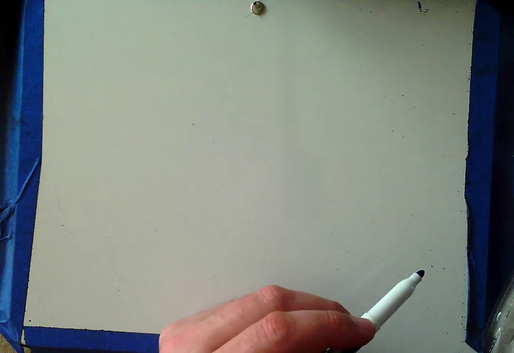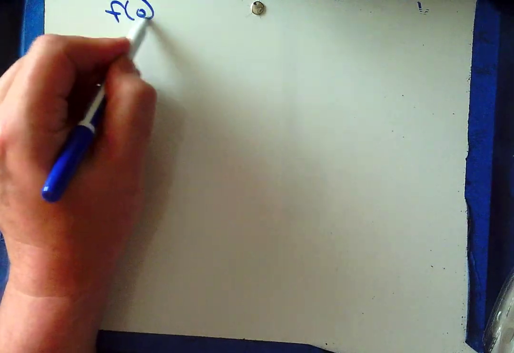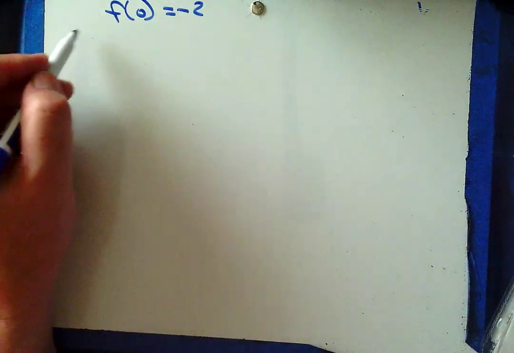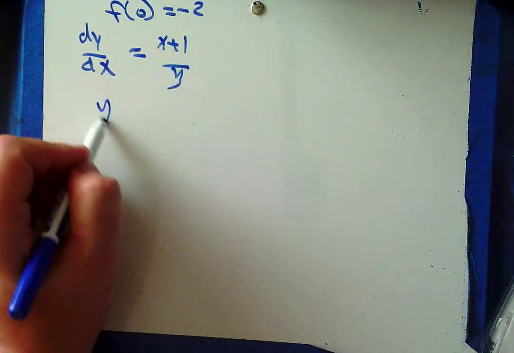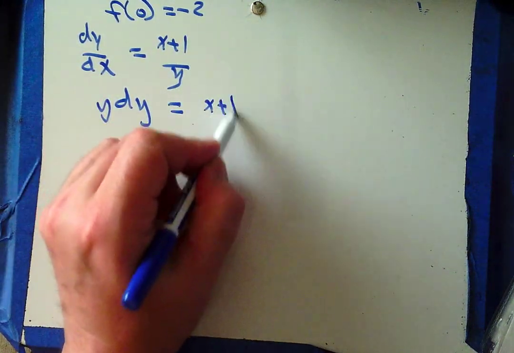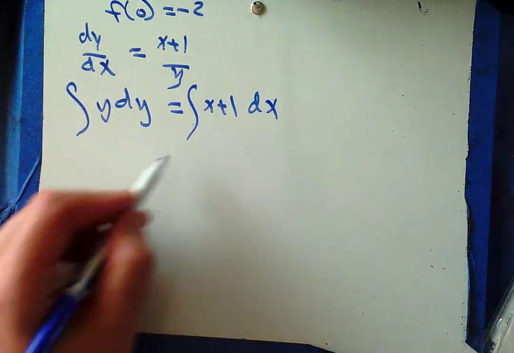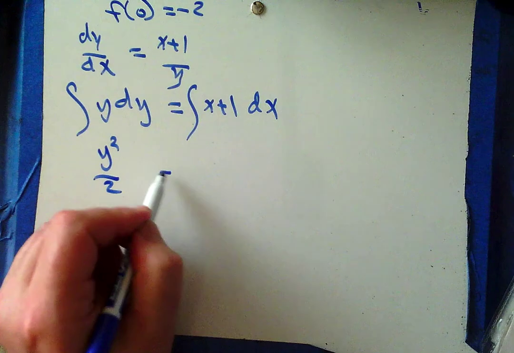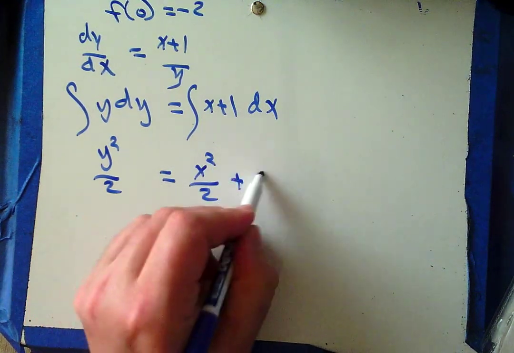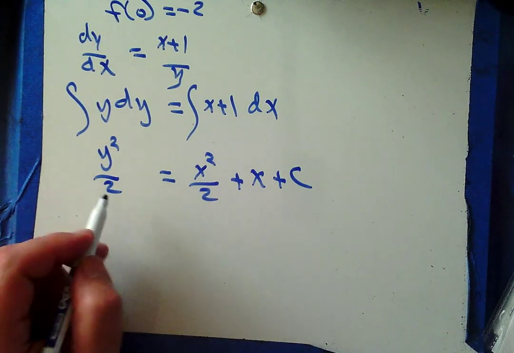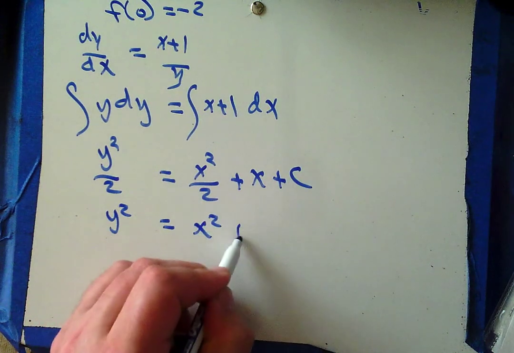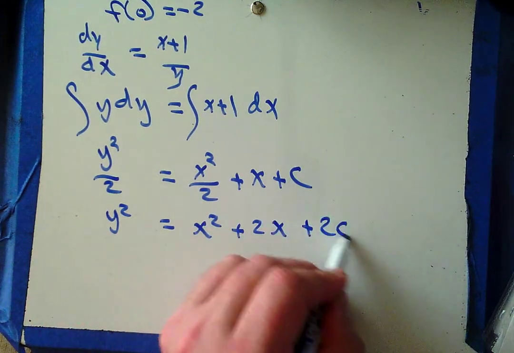And now let's take a look at part C, which is probably the solve the differential equation part. Find the particular solution given that f of 0 equals negative 2. Okay, so we've got dy/dx equals x plus 1 over y. y dy equals x plus 1 dx. Let's integrate both sides. y squared over 2 equals x squared over 2 plus x plus c. I'm going to multiply every place by 2. y squared equals x squared plus 2x plus 2c.